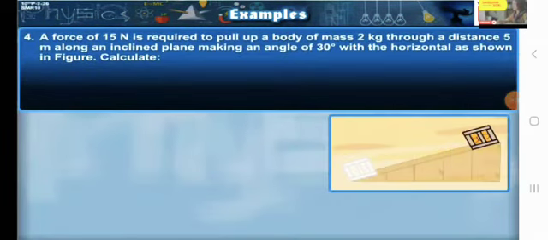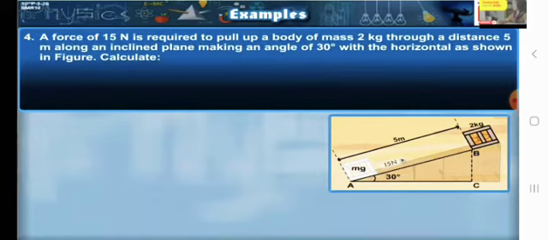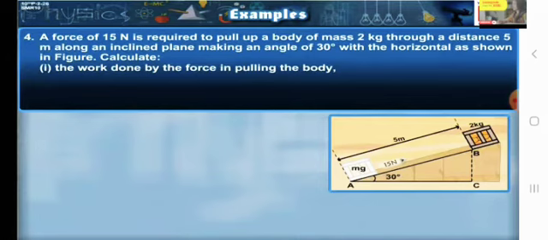4. A force of 15 Newton is required to pull up a body of mass 2 kgs through a distance 5 meters along an inclined plane, making an angle of 30 degrees with the horizontal as shown in figure. Calculate first the work done by the force in pulling the body.